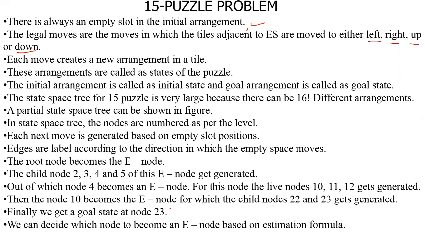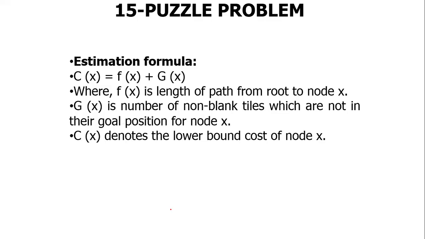So this is the cost estimation formula: C of x is equal to f of x plus g of x. Here f of x is the length of the path from the root node to node x. G of x is the number of non-blank tiles which are not in their goal position, and C of x denotes the lower bound cost of the node x.